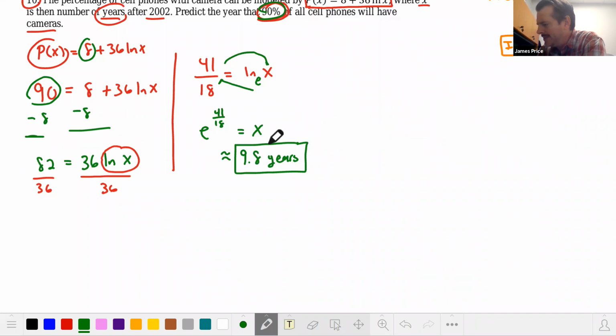You know, I'd say definitely by 2012, probably most of the cell phones were approaching cameras. And then, you know, by now, all of them have cameras. I don't know if it's even an option to not have a camera. And we can do the year too, right?